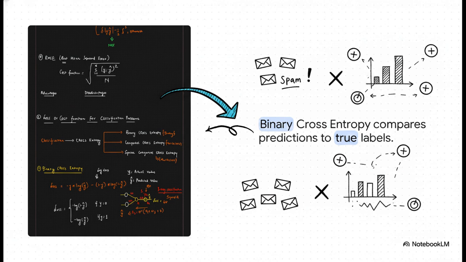It simply measures the gap between the predicted probability and the true labeled answer, which is always either a 0 or a 1. If the true label is 1 and the model predicted 0.99, the penalty is tiny. But if the model confidently predicted 0.01, no way, the penalty is massive. It severely punishes the model for being confidently wrong.